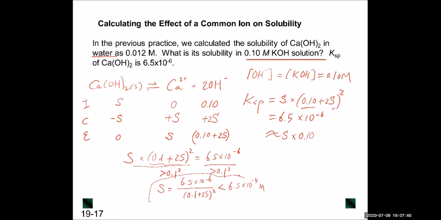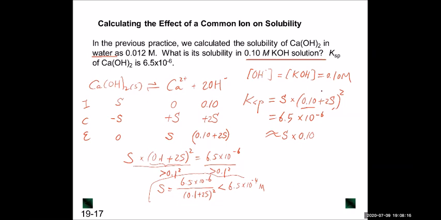Because the denominator is more than 0.01, I end up like this. Make sense? Yes. And you can see S is so small compared to 0.1 that you simply round it off. It makes no difference in the final value if you keep two sig figs. So I think it justifies it. Yes, we use approximation to solve this problem.